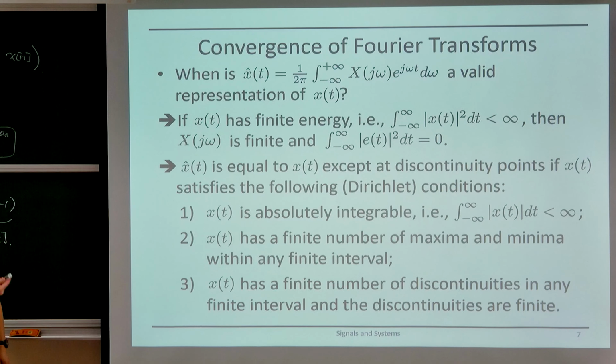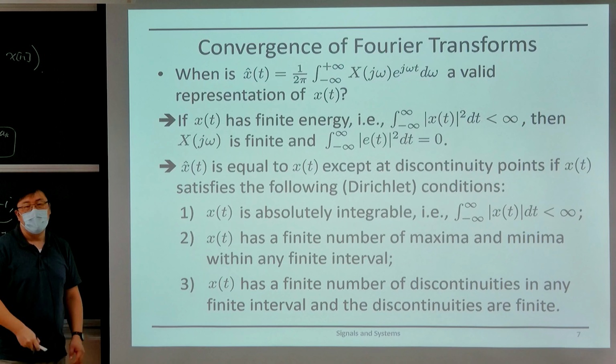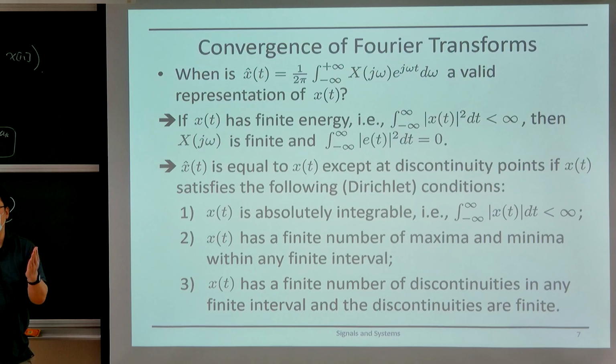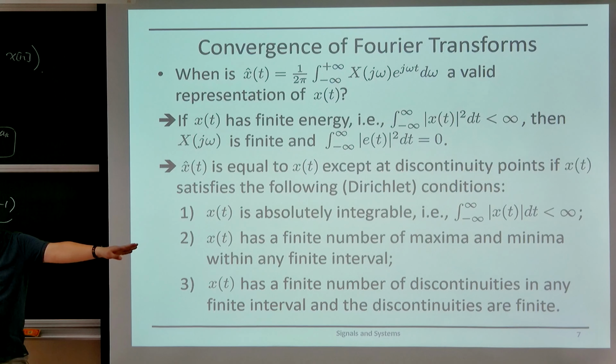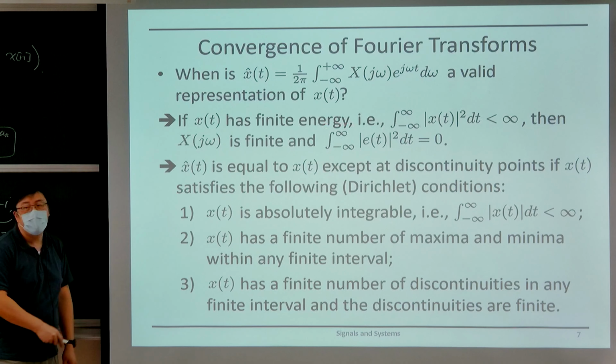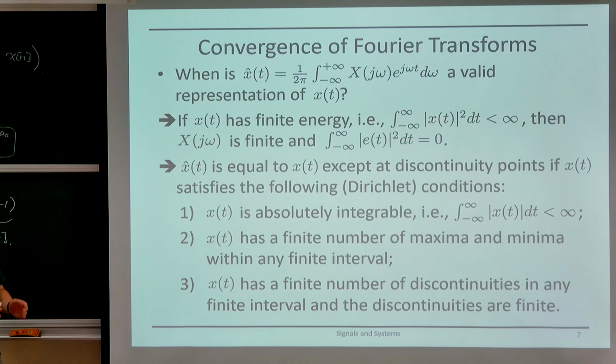If you're looking at L2 type convergence, then this requires x of t to have finite energy. Previously, for periodic signals, we required x of t to have finite energy over one period. But now we're assuming the period goes to infinity, so we're basically saying that the signal x of t itself has finite energy.